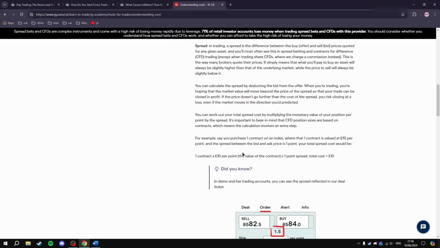In trading, spread is the difference between the buy offer and the sell bid prices quoted for any given asset.